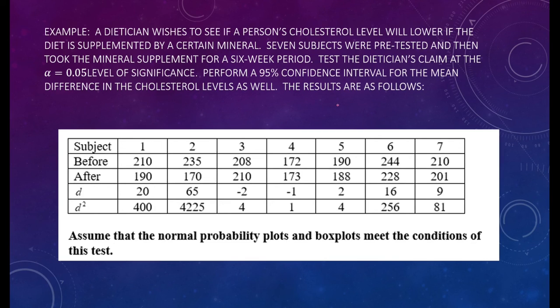The results are as follows. Notice that we have a before and after test, and the subjects are paired with the before and after results. So these samples are dependent. And we also have the assumption that the population is normal and there are no outliers according to the box plot, so we don't have to check any of the conditions.